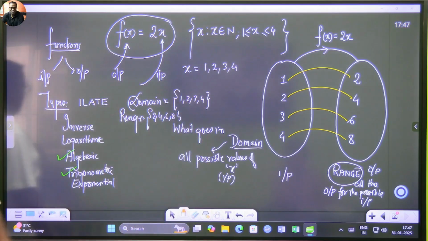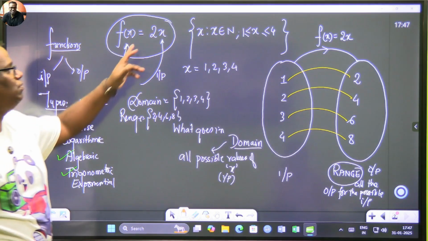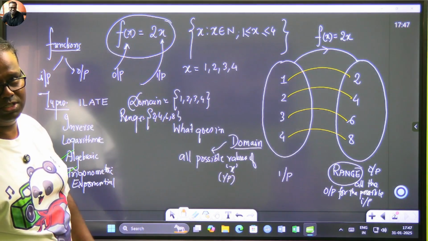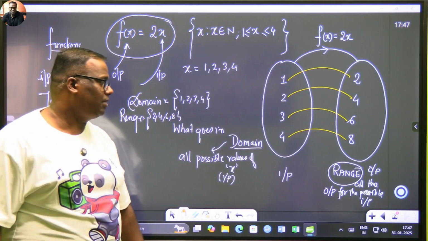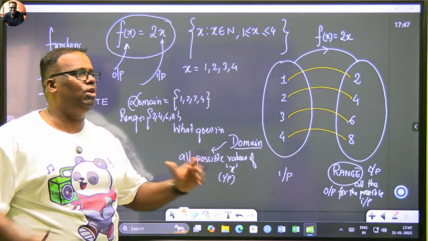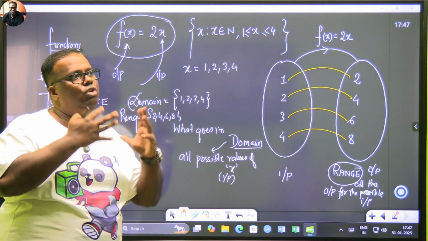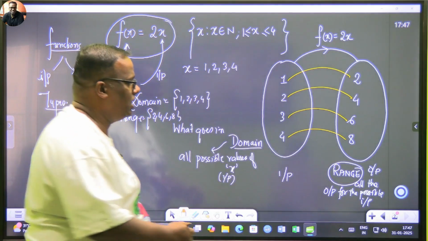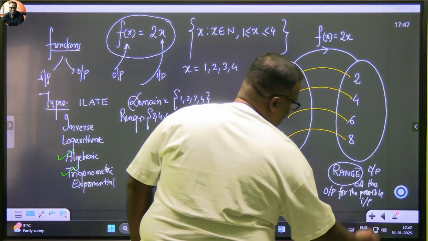Have you understood? The type of functions we are seeing out here are algebraic functions. Clear? Now the question arises, sir, can you have restricted domains and all? Let's try and see that. Can I go to the next page? Okay, let's take some functions now.